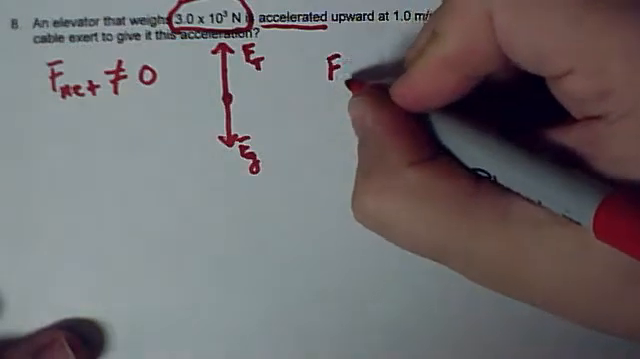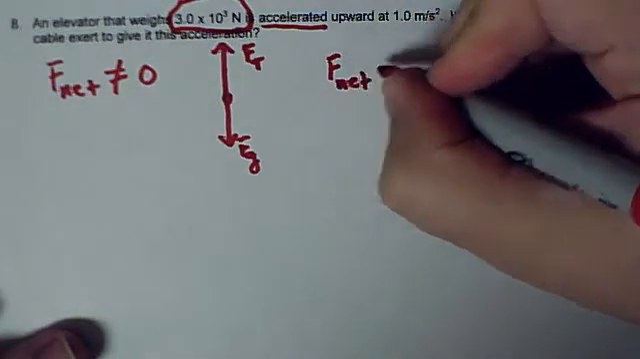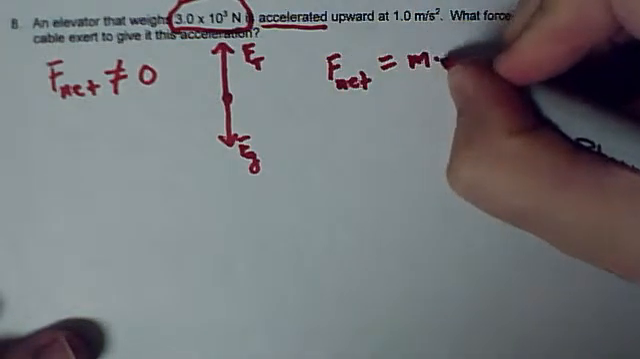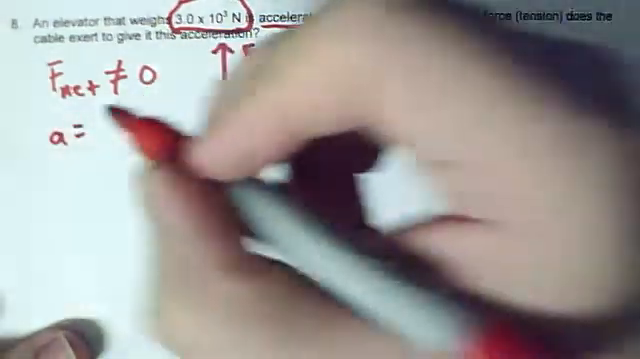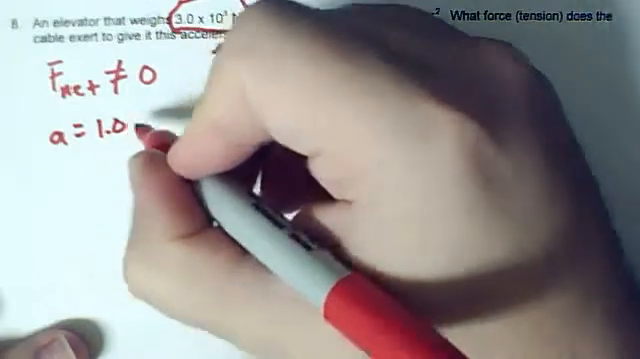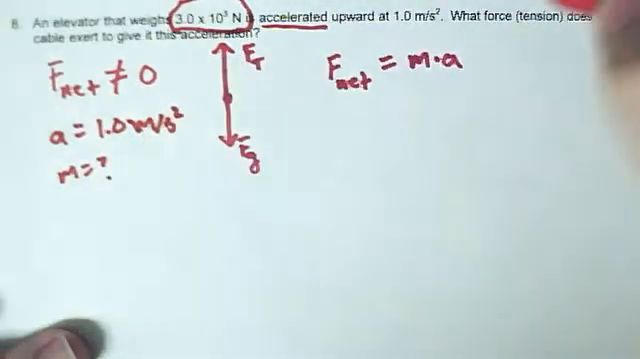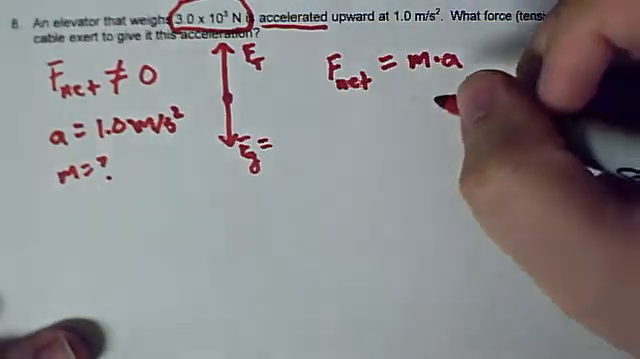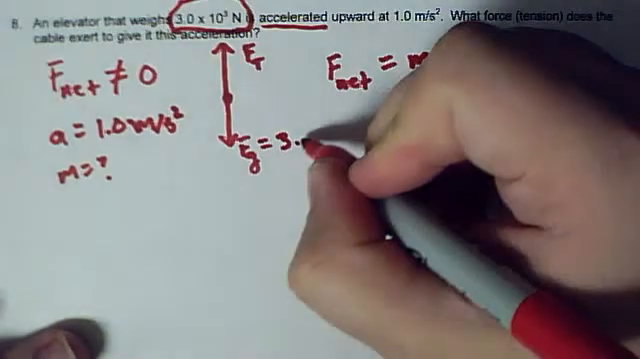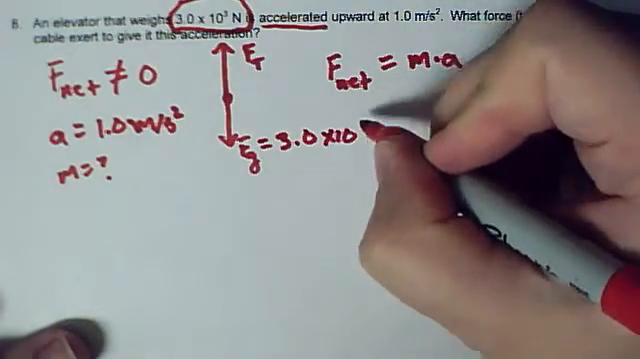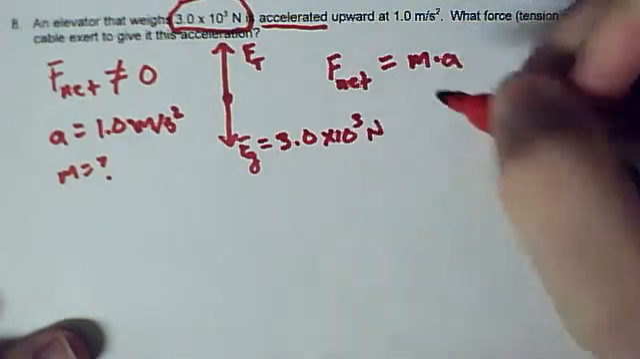So let's find what the net force is. F net equals mass times acceleration. Well, I know that my acceleration is 1.0 meters per second squared, but I don't know my mass. But I do know my weight. My weight is 3.0 times 10 to the third newtons.